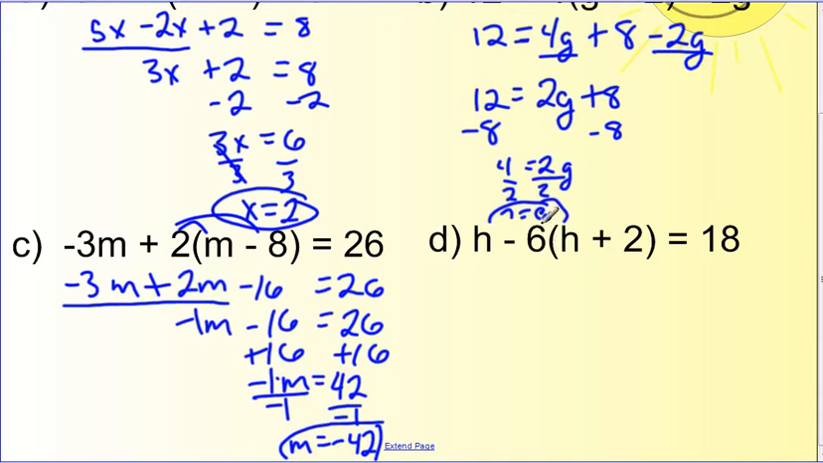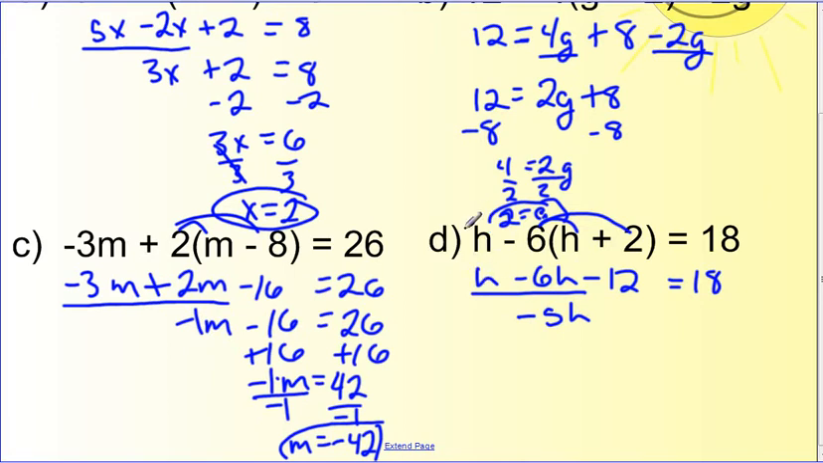Okay. Letter D. Distribute. Negative 6 times this stuff. So take a negative 6 times the h, and negative 6 times the 2. So when I do, we have, let's see, negative 6h minus 12 equals 18. Combine like terms. H minus 6h is minus 5h. There's one h there. If you don't see a number in front of the variable, it means there's one of them. So 1 minus 6 is minus 5. And there's your minus 12 equals 18. Nothing to combine on this side.